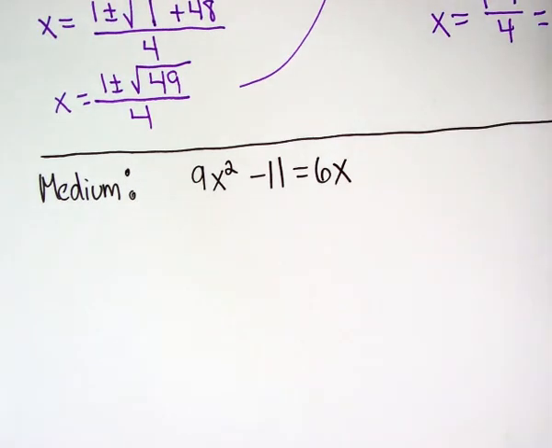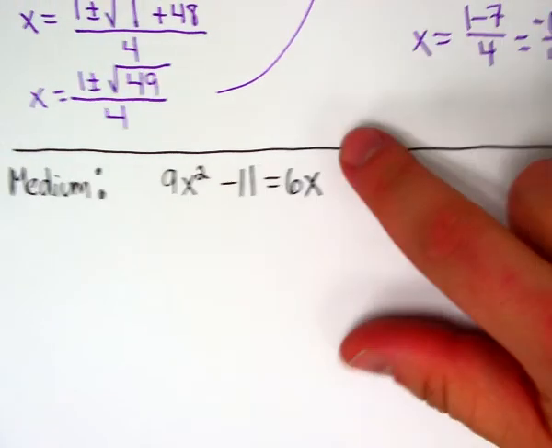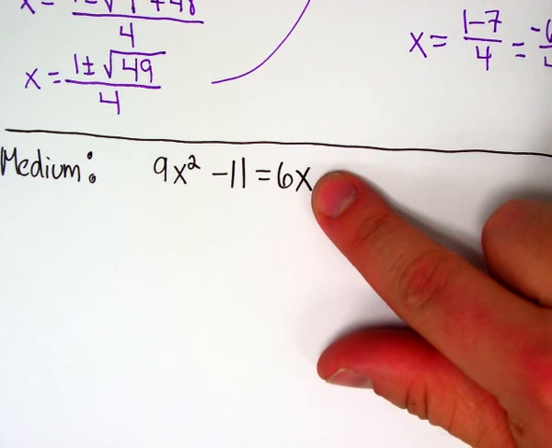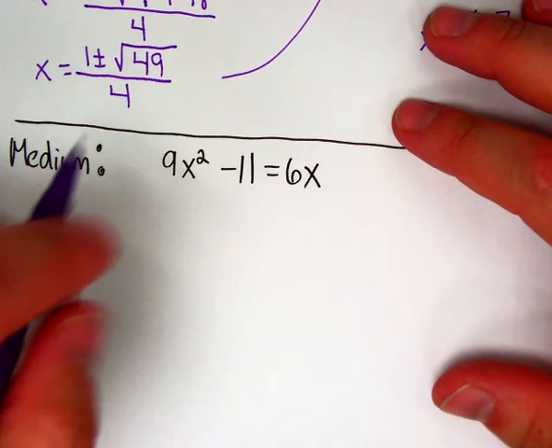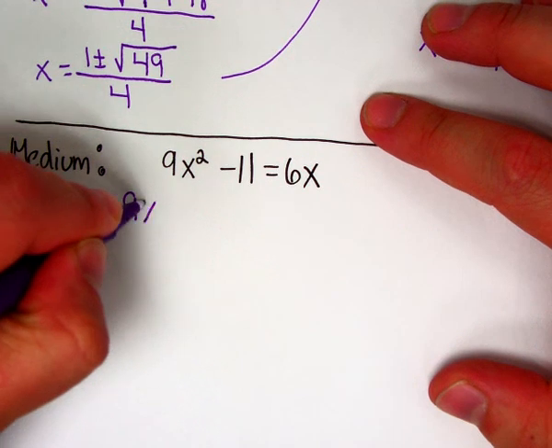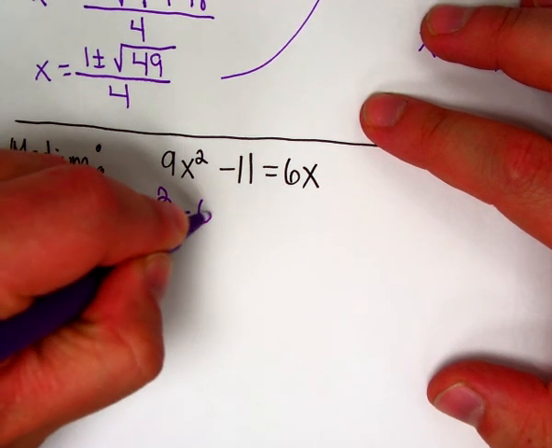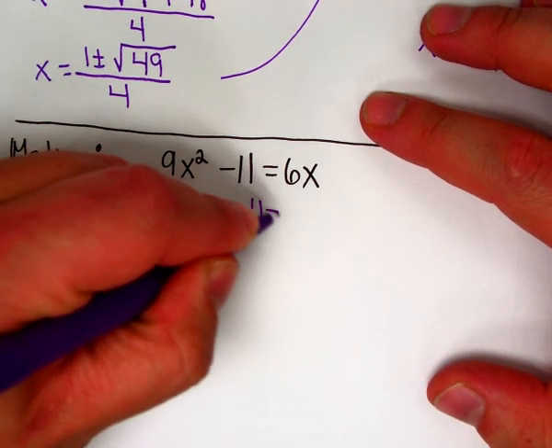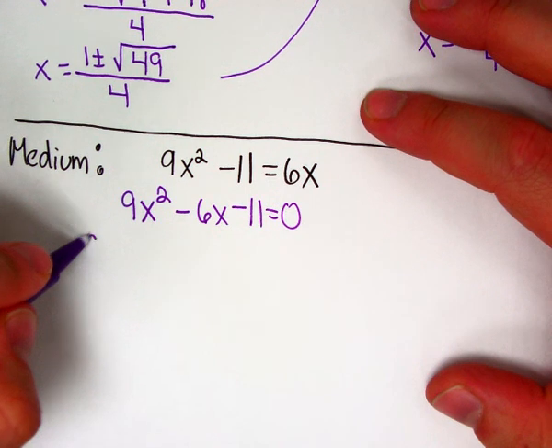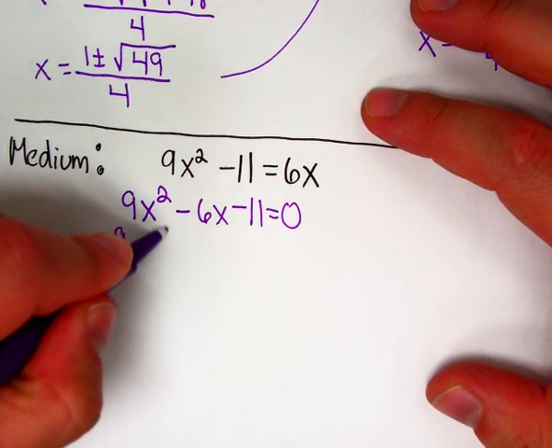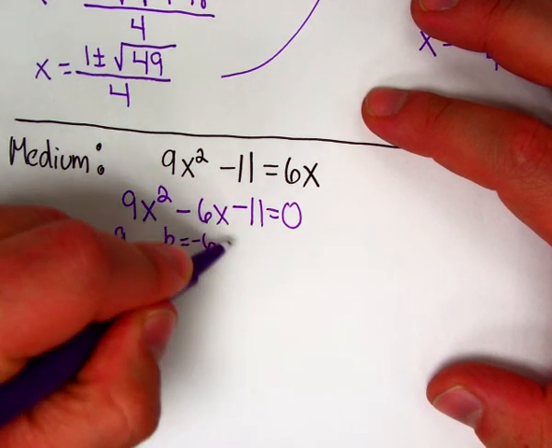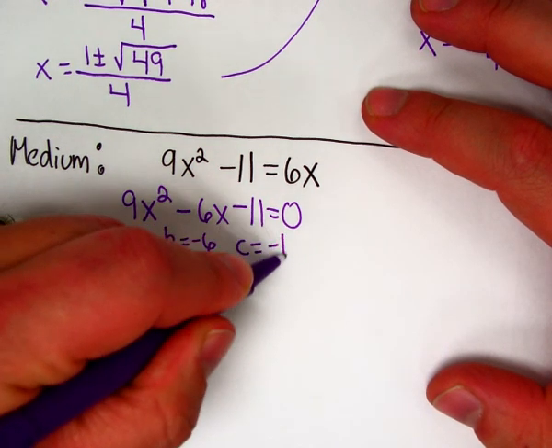Again, if you're comfortable with it, pause the video and try the problem. So let's start off first getting this into standard form. Take the 6x and let's move it over so it's all equal to 0. So we have minus 6x and then minus 11 is equal to 0. Our a value in this is 9, b value is negative 6, c value is negative 11.